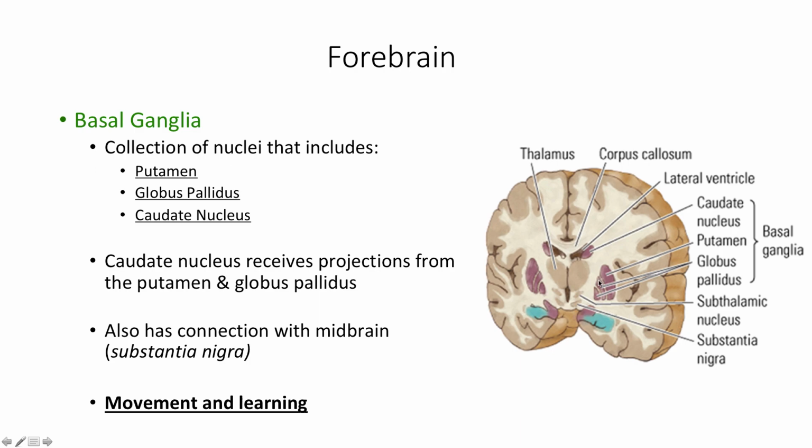So what I want you to see is that the globus pallidus here has two little parts. You have one on the inside, internal, and one on the outside, which is external. So we call this globus pallidus internus and globus pallidus externus. You can also say GPI is the middle one for globus pallidus internus, and GPE is the outside one for globus pallidus externus.